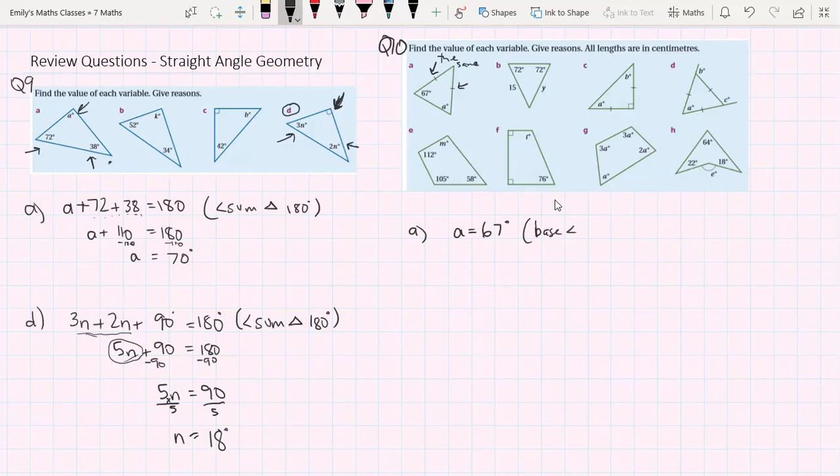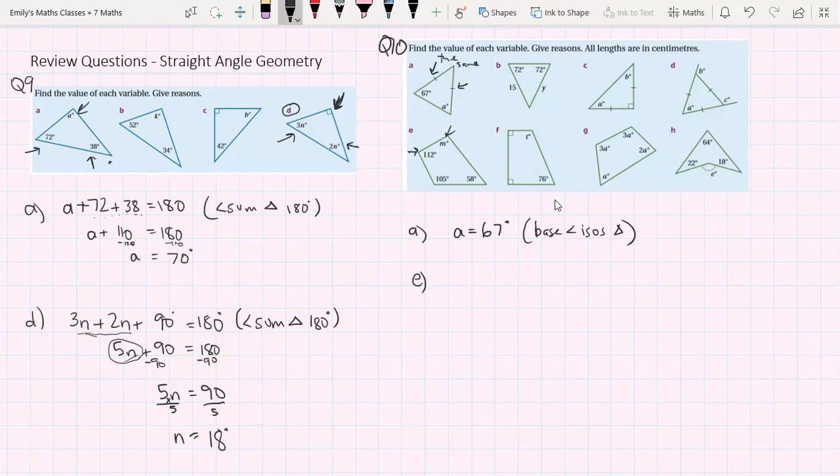Why do you know that? Base angles of an isosceles triangle. Now that's not a definite way of writing this explanation, but it's just one way of doing it. I just use abbreviations.